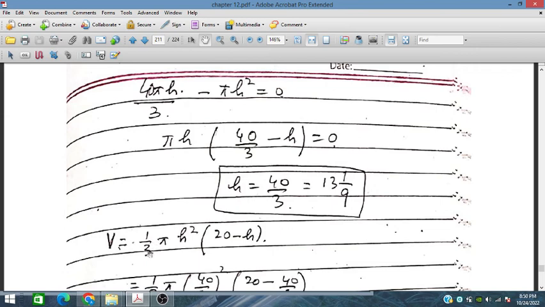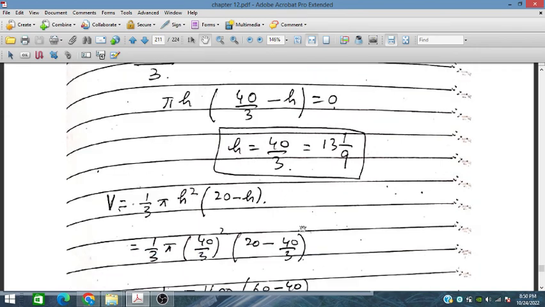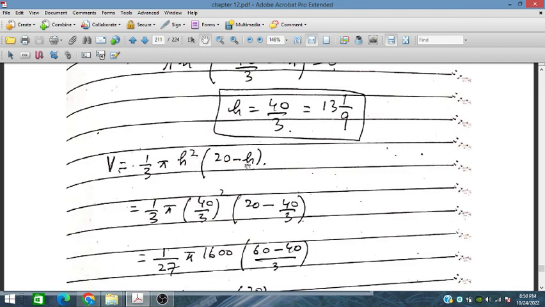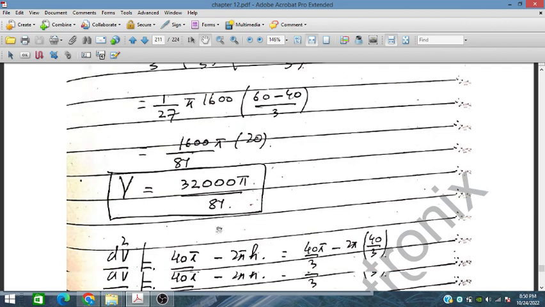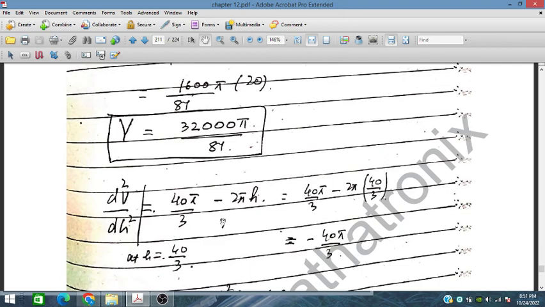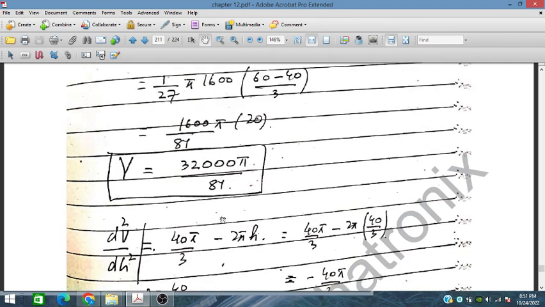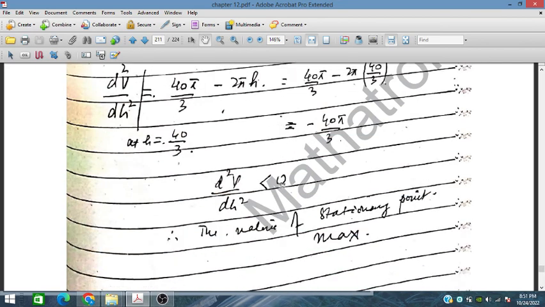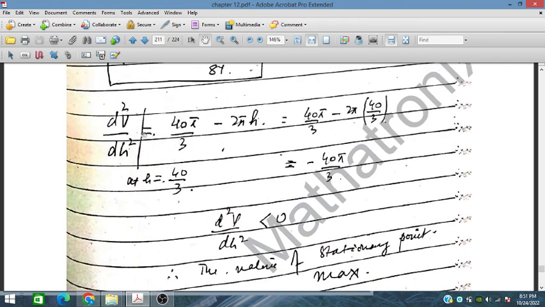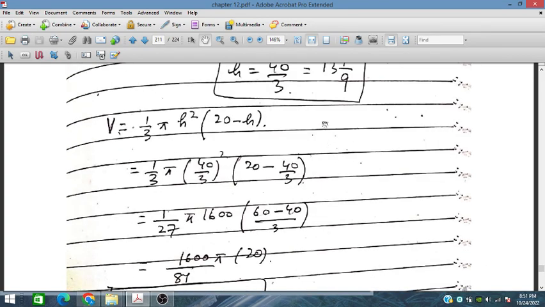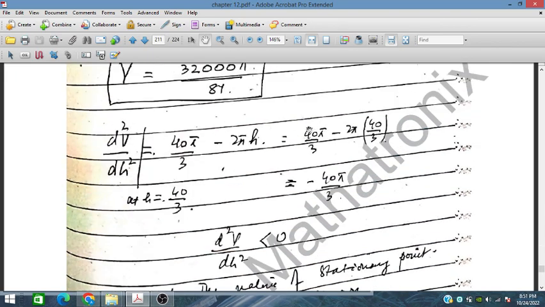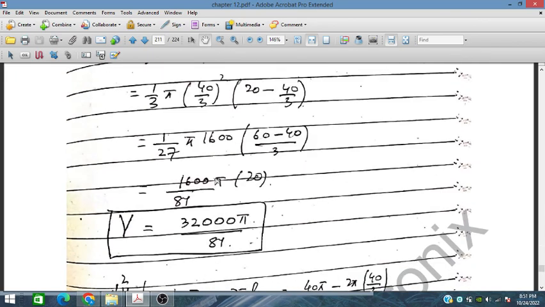So the volume is equal to 1 over 3 pi h squared (20 minus h). We place this value of h here, and we get the stationary value of V. Next, we find the second derivative and place in it the value h equal to 40 by 3 that we obtained earlier.